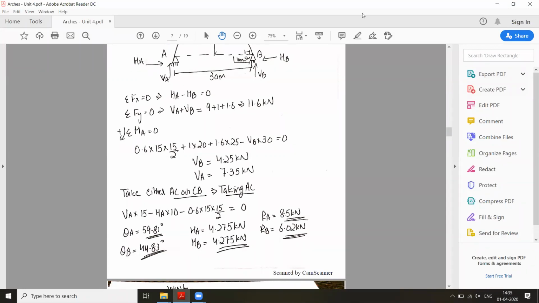Now next, you have to calculate the values of the resultant. So this is your resultant RA, and the other will be your RB. Now you'll be getting different values of RA and RB. Why? Because the values of VA and VB are different. Same process. How to calculate this RA? It is square root of HA square plus VA square. For RB, it is square root of HB square plus VB square.